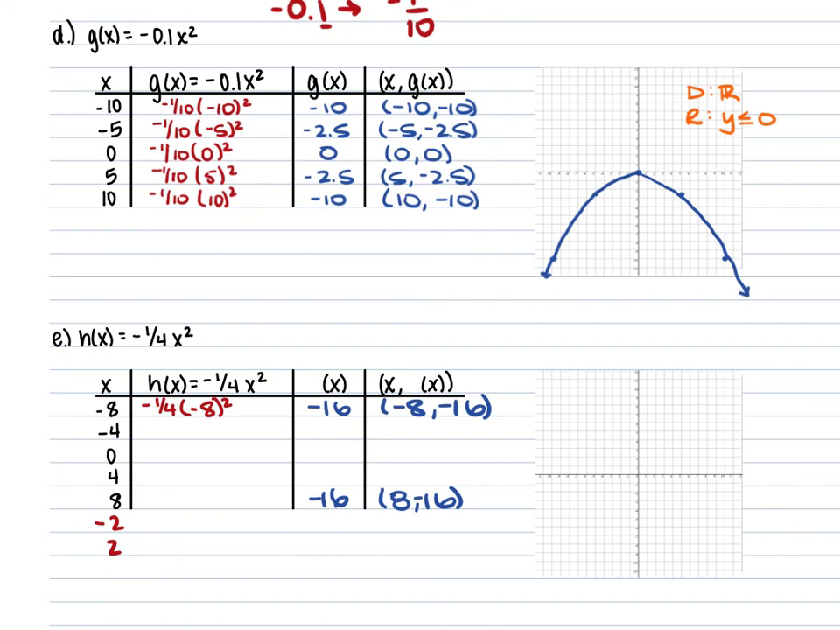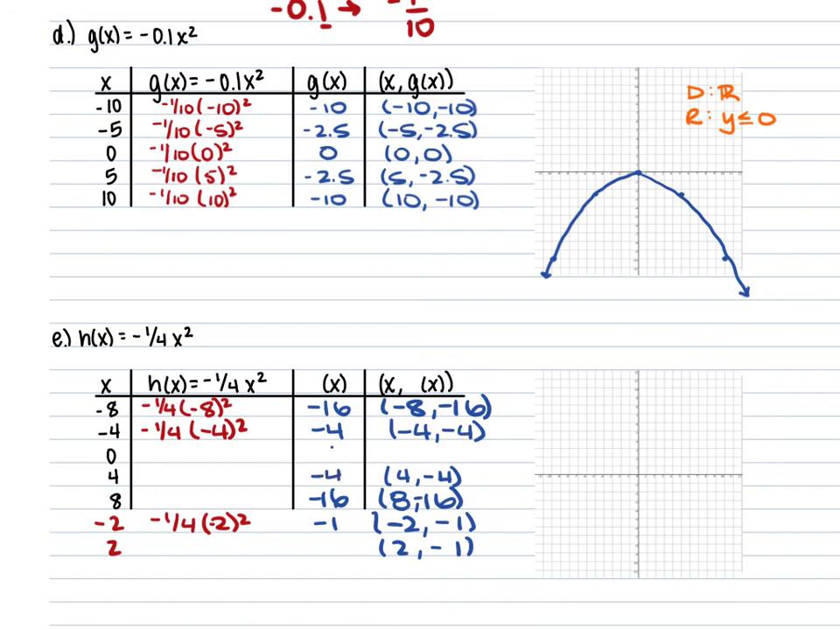For the negative 4, we're going to have negative 1/4 times negative 4 squared, which is 16, divided by negative 4 is negative 4. So that's negative 4, negative 4. We're going to have positive 4, negative 4 as well. For the 2, that's negative 1/4 times negative 2 squared. Negative 2 squared is 4, divided by negative 4 is negative 1. So that's negative 2, negative 1, and positive 2, negative 1. And then we have 0, which is going to give us 0, so that's 0, 0.